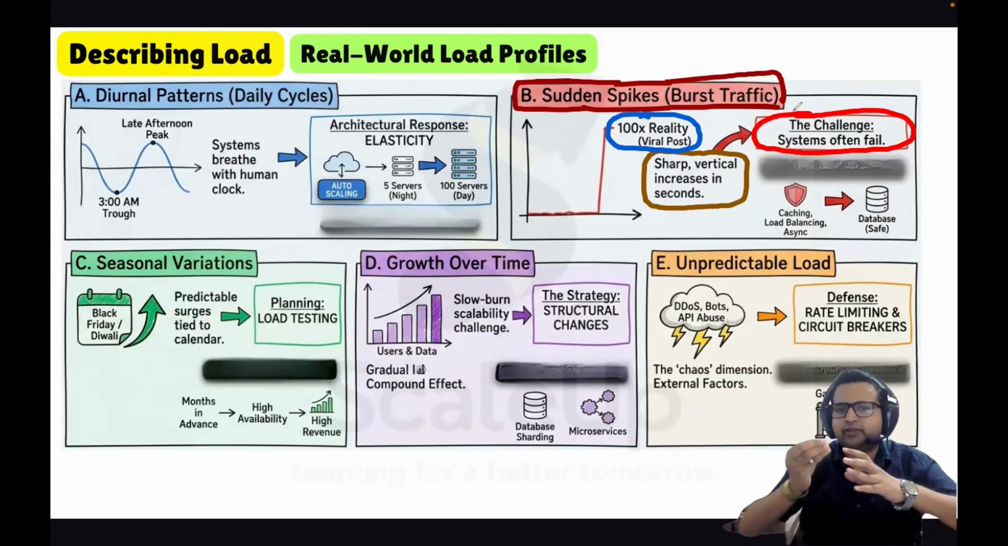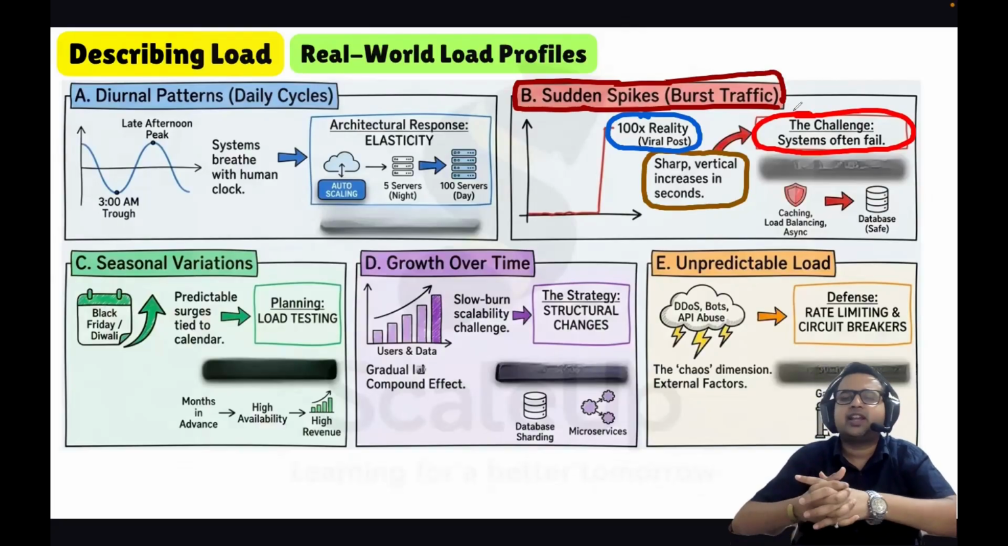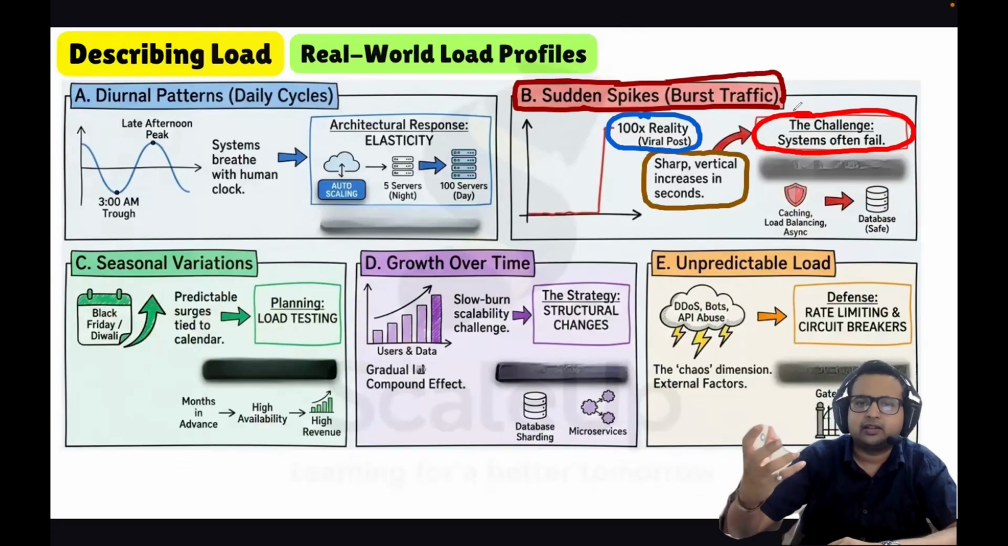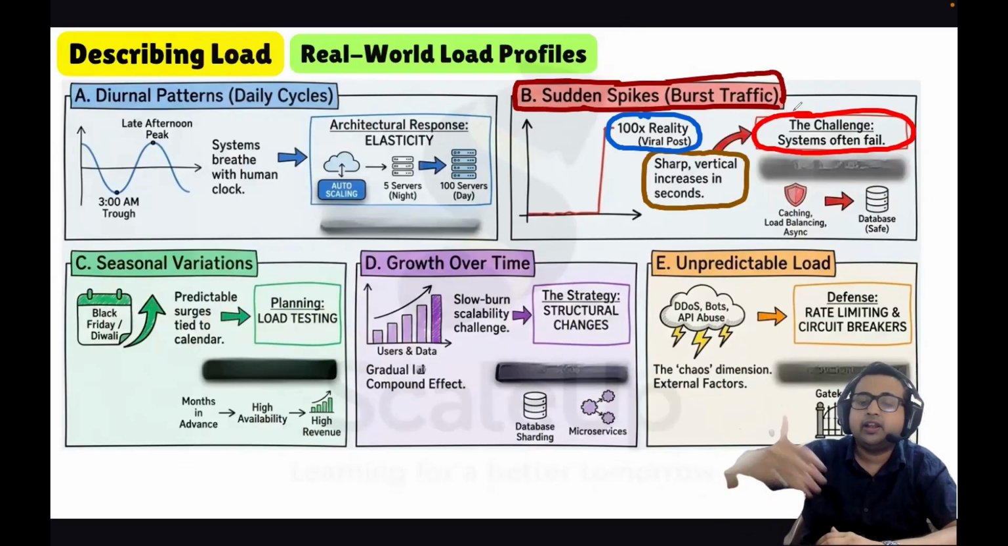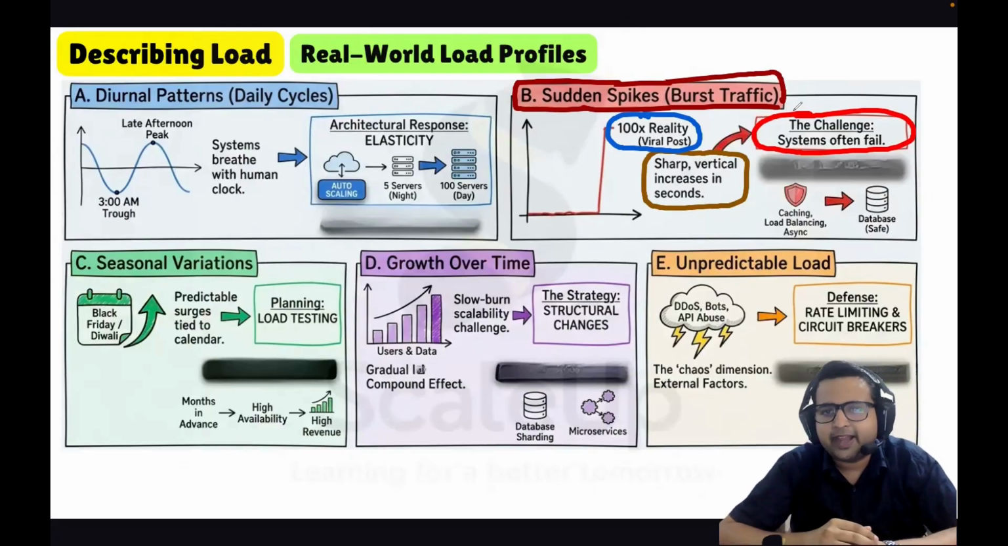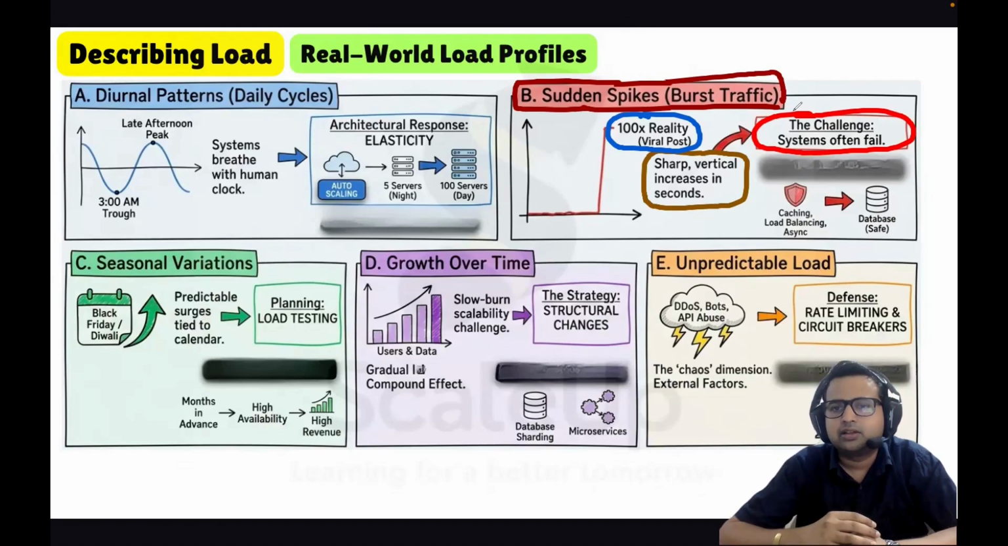All of a sudden, in fractions of a second, from 1000 requests per second to 1 lakh requests per second, our system starts getting 100x the traffic. And auto scaling takes time. That's why the system fails, because it takes time for auto scaling, and our system will not be in a position to handle a 100x sudden spike. So that's why systems often fail during sudden spikes or burst traffic.